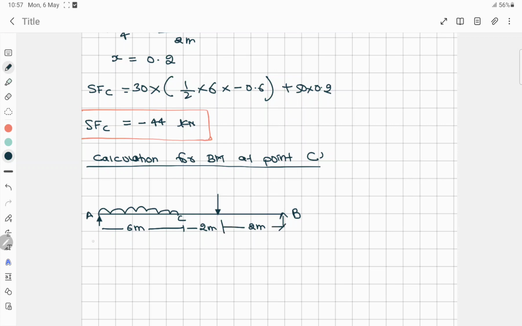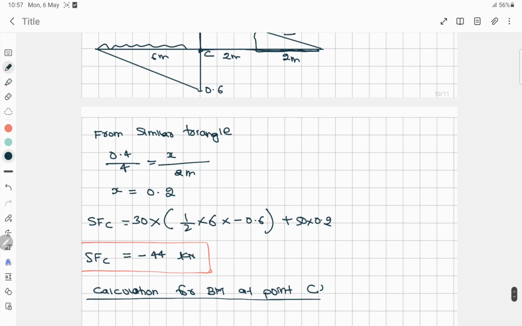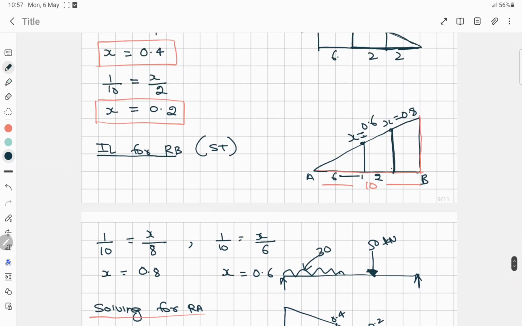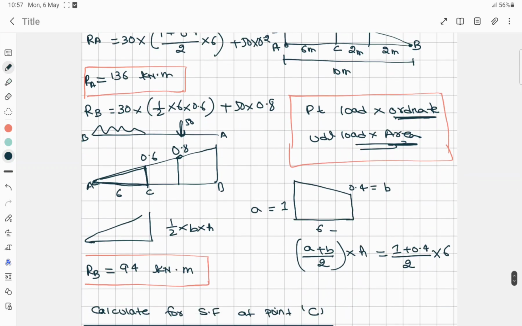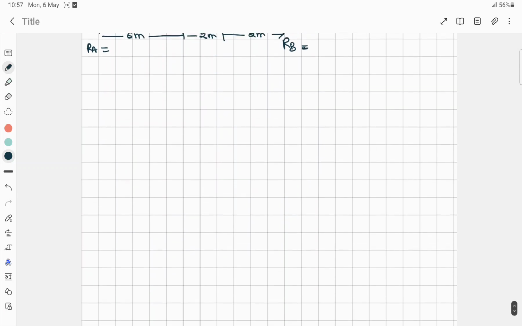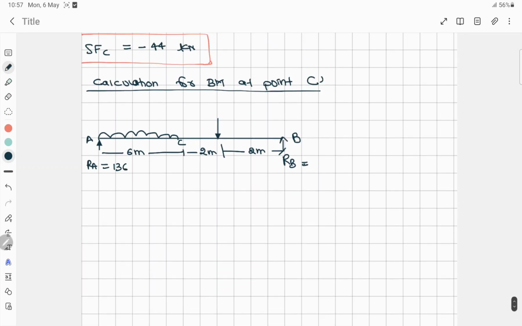Now we have the values of RA and RB. What was the value of RA here? RA was 136 and RB is 94. Here 136 and 94, right? So it was 50 and this one was 30.